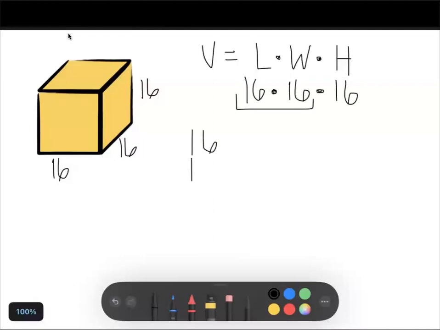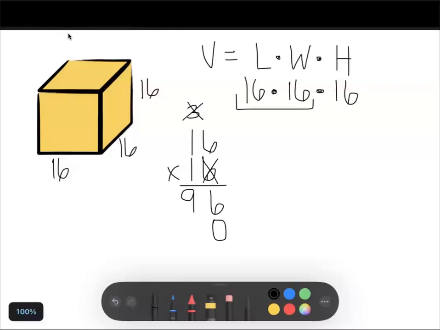16 times 16. 6 times 6 is 36. 1 times 6 is 6, plus 3 is 9. Then I'm going to add a 0 here. I like to cross these off. I cross off the top regrouping number because I may not need it for my second row and it might confuse me. And I cross off the number I've already multiplied. You don't have to do that, but I like to do that.